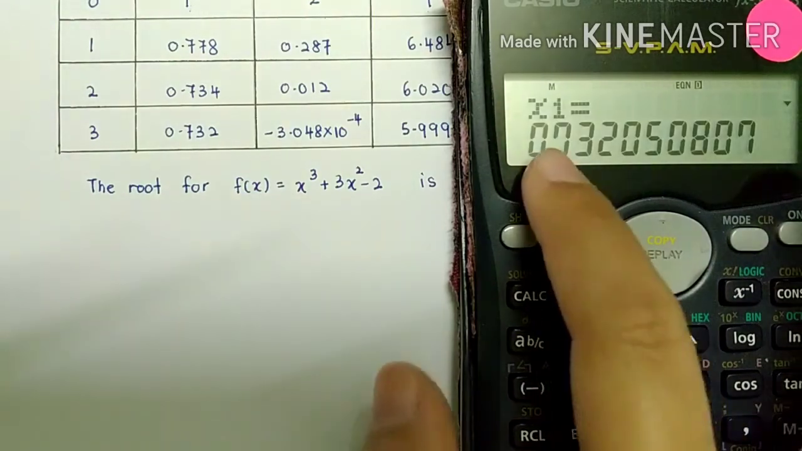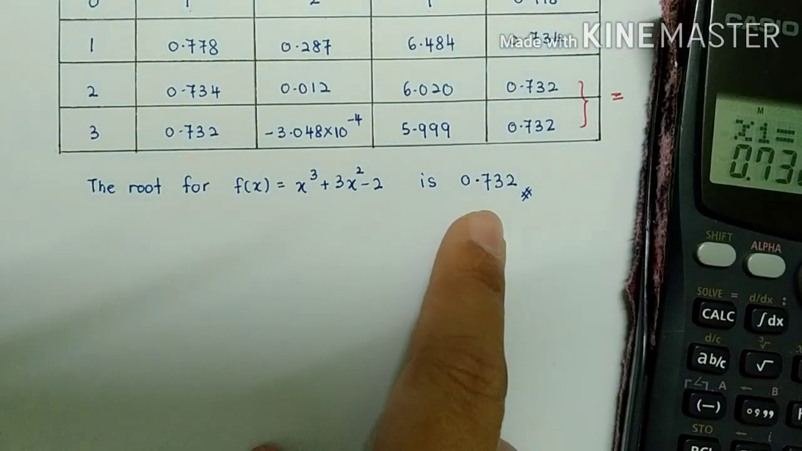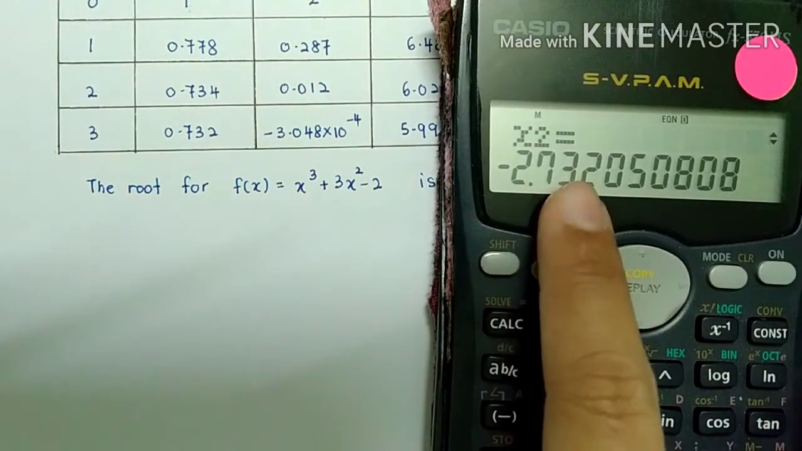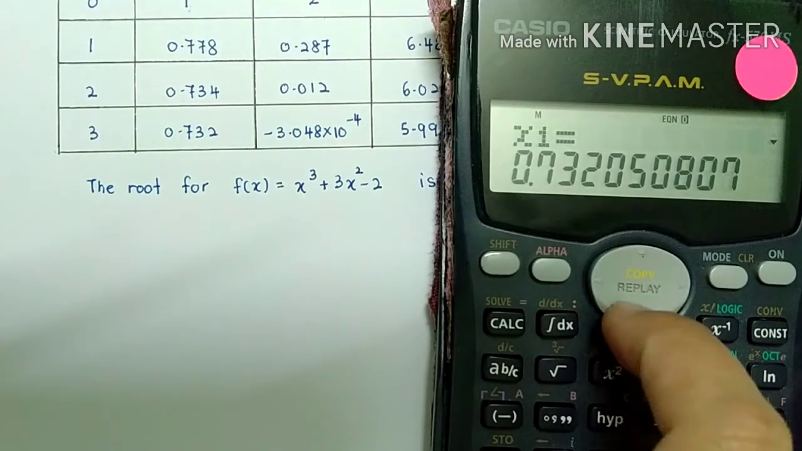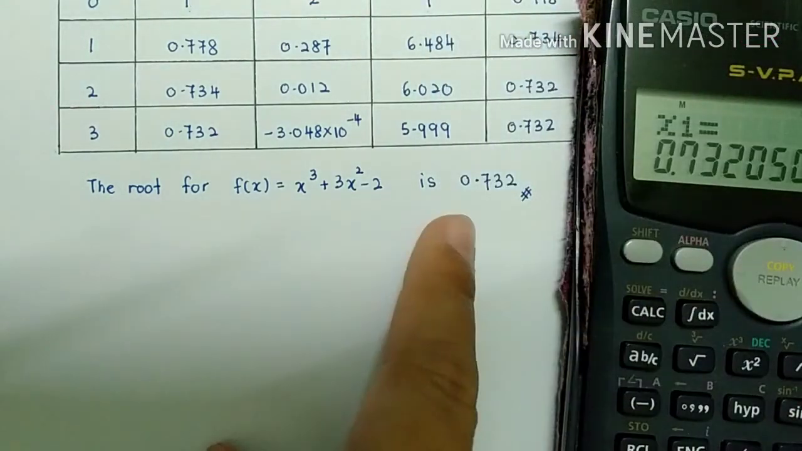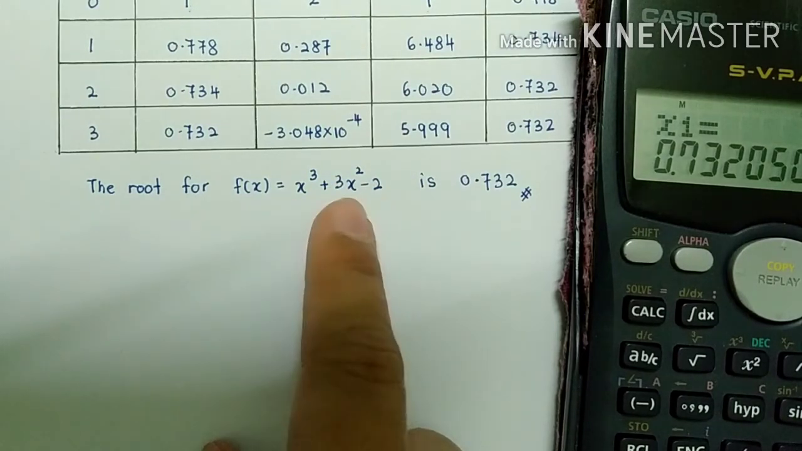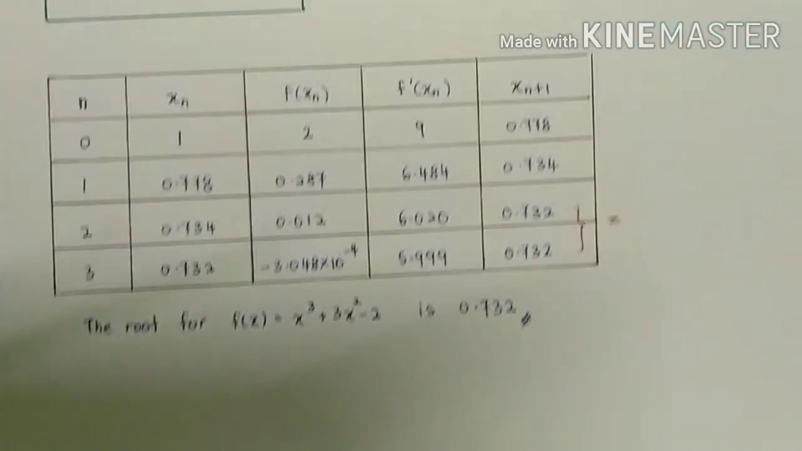So the answer is 0.732, which is our answer just now, and negative 2.732 and negative 1. Okay, so 0.732 is one of the solutions for this polynomial equation. Okay, so that's all for this topic, Newton-Raphson method.